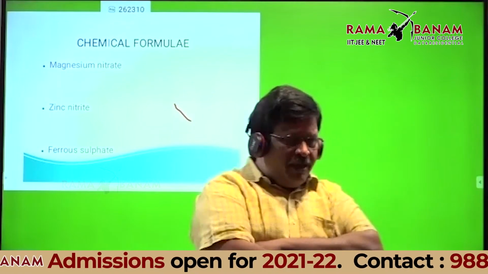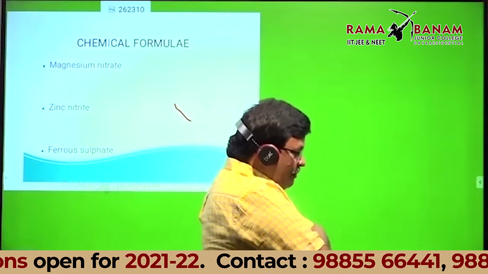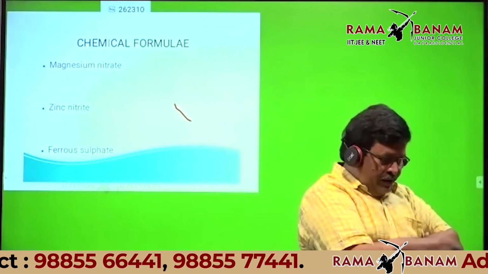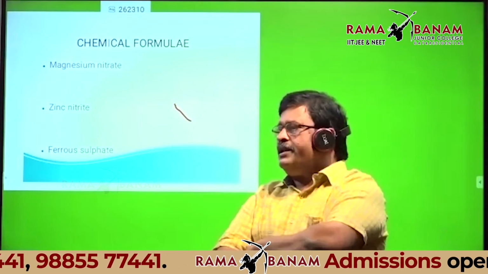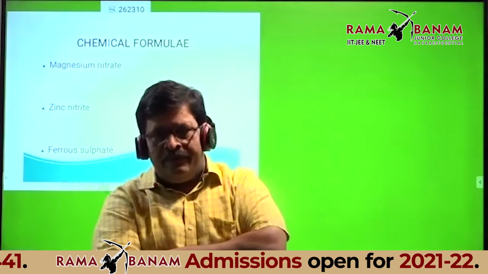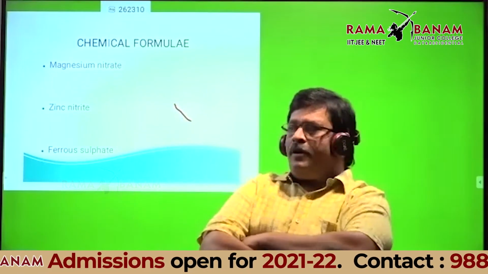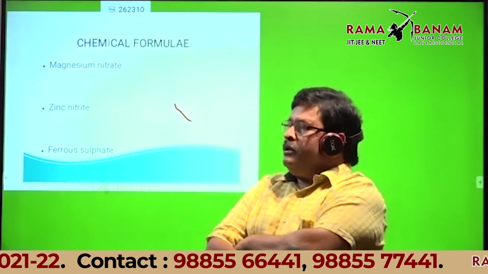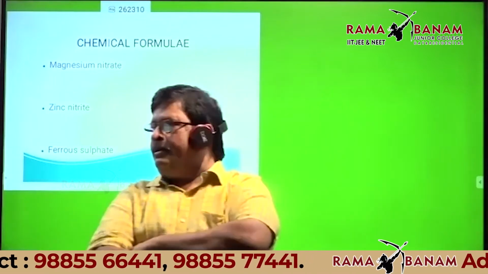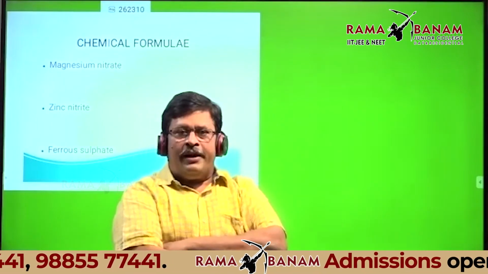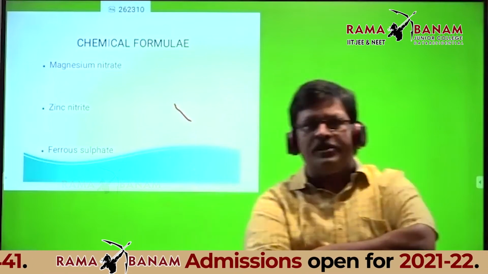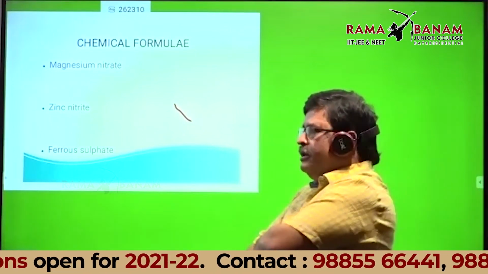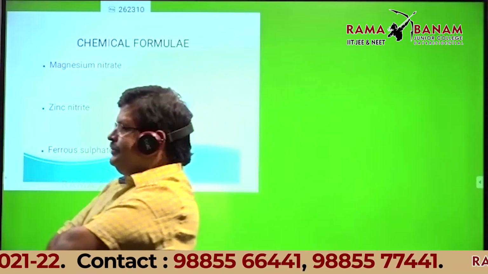One more time, listen to me, students. If you want 5 minutes or 10 minutes, you can take, but don't simply copy it from your note. You should know the formulas and valences of those ions. Write on your own. Magnesium nitrate, zinc nitrite, ferrous sulfate. These are the three compounds I gave. Now I'll give 3 more minutes. After that, we'll interact. You try to write.